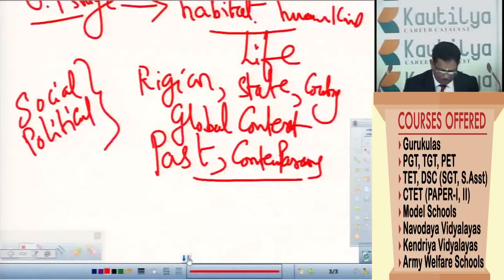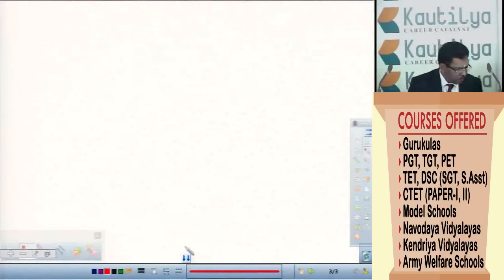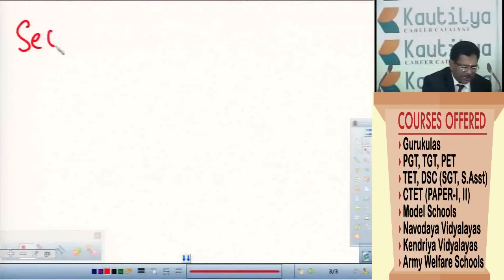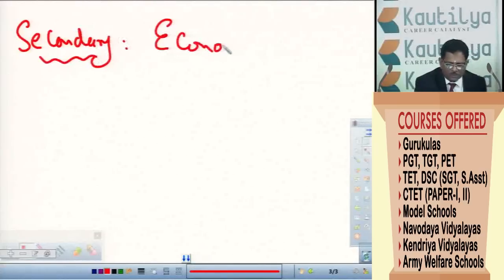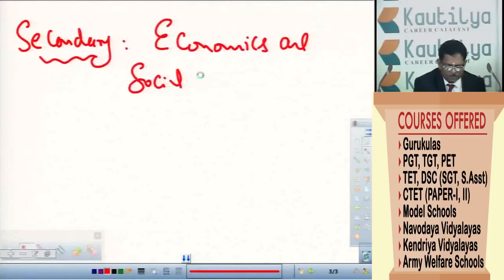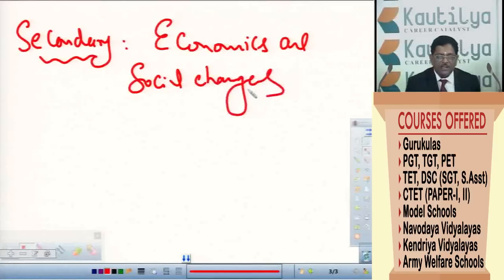In the secondary stage, we can make the child understand economics, the concept of economics and social changes, because social science is also dynamic in nature. It cannot be static or rigid. Then we have to update the social changes which take place in our community and how the concept of economics undergoes different changes. All these concepts should be incorporated at secondary stage.